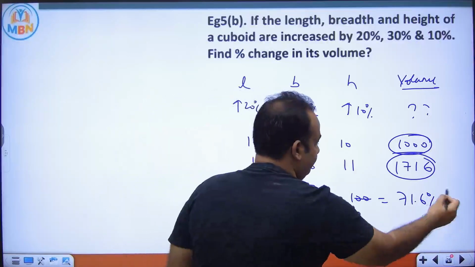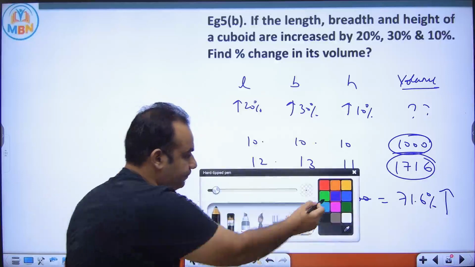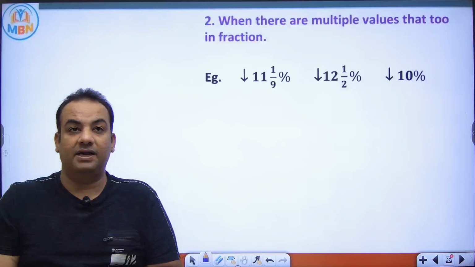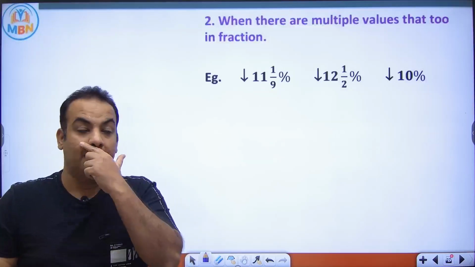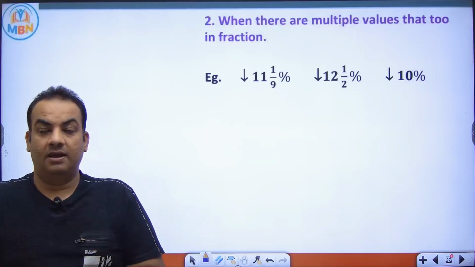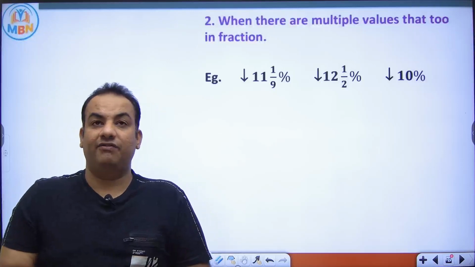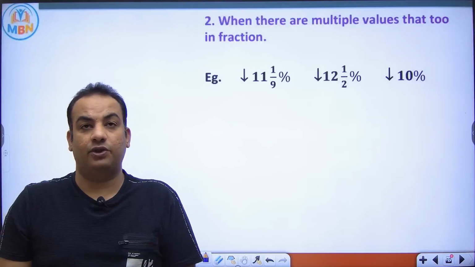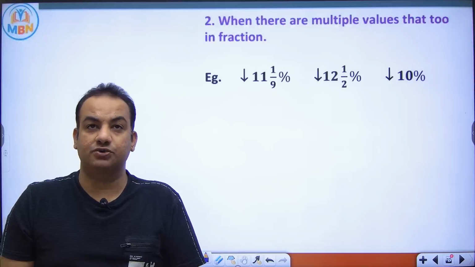71.6% increase. Okay. Now see, the second problem is when there are values which are in fraction. First, a decrease of 11 1/9%, then a decrease of 12.5%, then a decrease of 10%. Then what will you do? Then you have to take help of ratios.